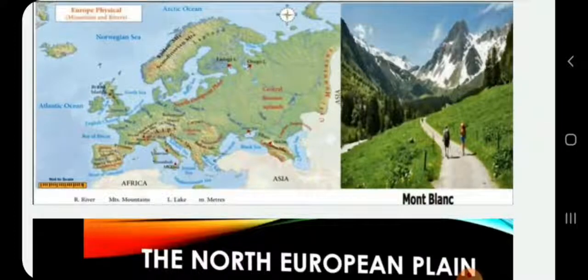Do you know, children, the Black Forest, these lush dark-colored fir and pine trees give the black color to this region. Mont Blanc.